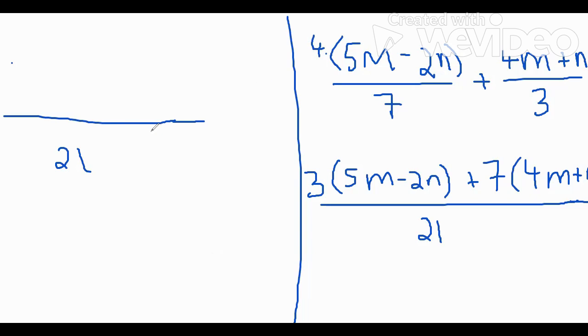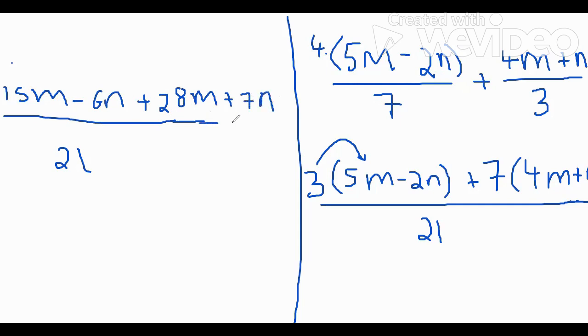All right, ready now? Yes, sir. So that's going to give us what? 15m, not true? Subtract 6n, plus 28m, plus 7n. Can someone tell me what's the next step? It starts with a G. Group. You're going to group. Group what? The like terms.